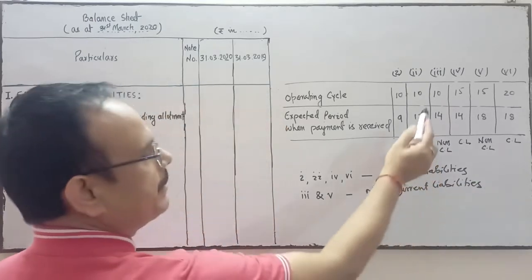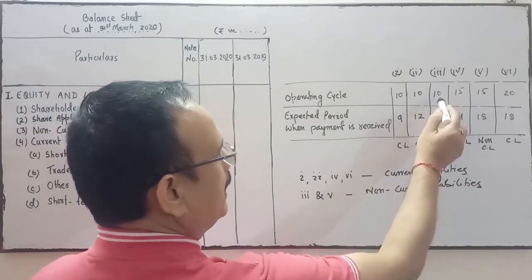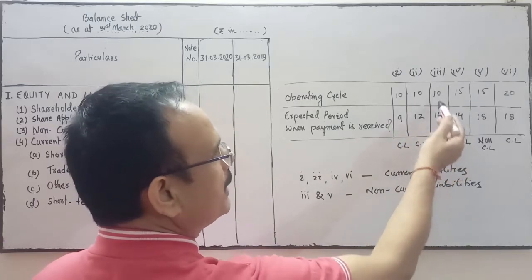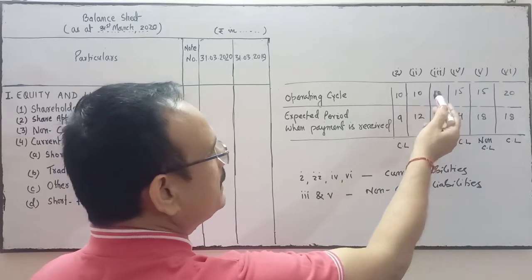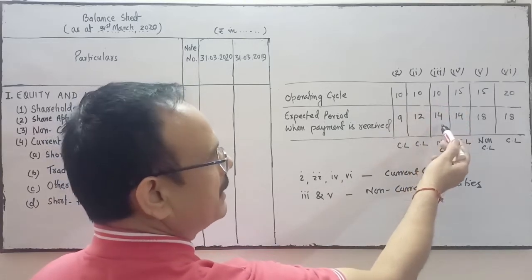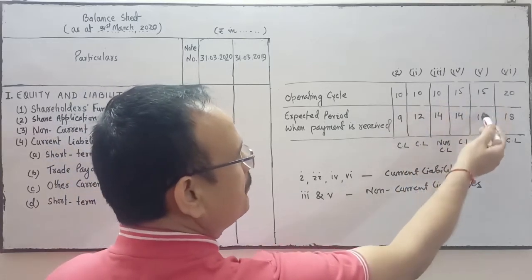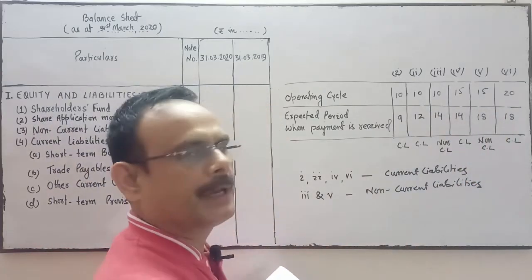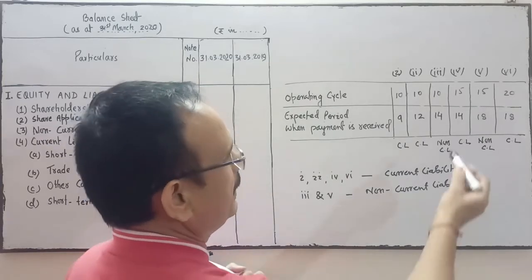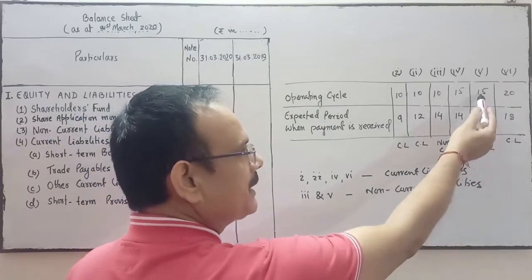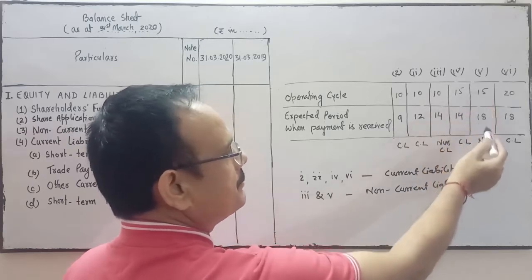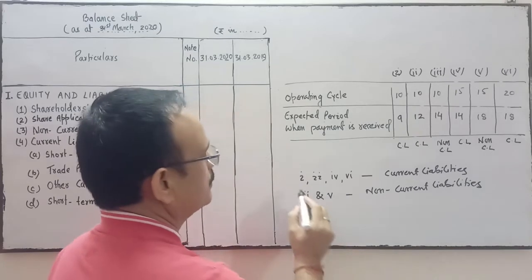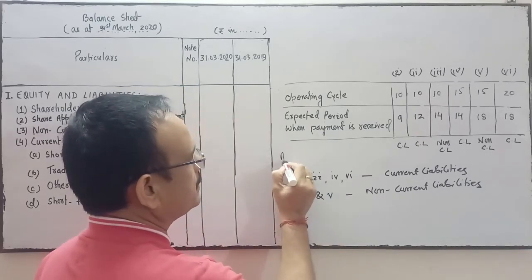So see the non-current liability, operating cycle is 10 and expected period is more than 12 months. It is 14, which is also more than the operating cycle. That's why it's a non-current liability. Same with case number 5, operating cycle is 15 and expected period of payment received is more than 12 months and more than the 15 months. That's why it is a non-current liability. Okay. So this is the answer.